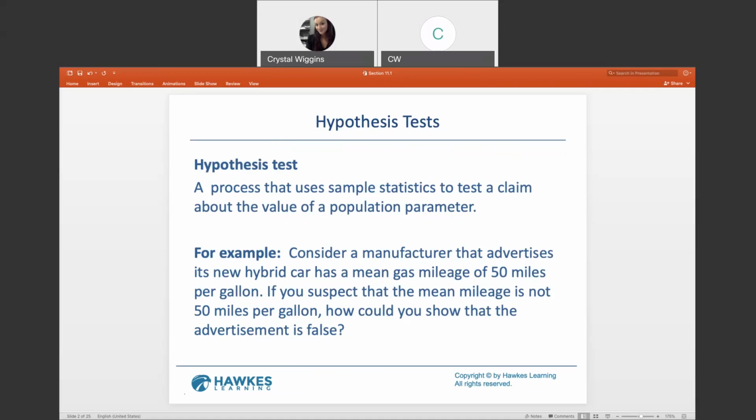sample mean. Now, what the hypothesis test will do is it will take that sample mean and it will compare it to the hypothesized mean, 50 miles per gallon, and it will determine whether the difference is significant or not. If it's significant, then we will say, you know what, we don't believe the manufacturer because our test shows that the average miles per gallon is significantly different. But if the test determines that the values are not significantly different, then we would say, you know what, we have no evidence to discredit the manufacturer's claim.